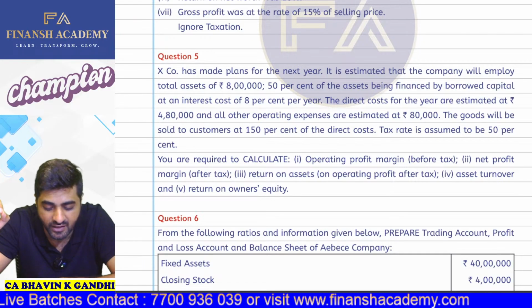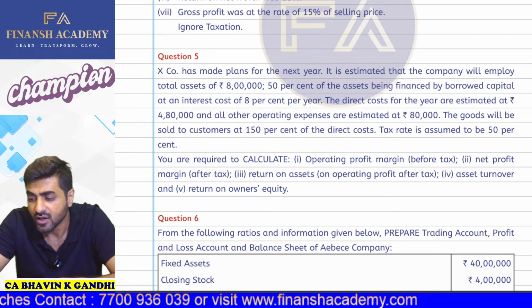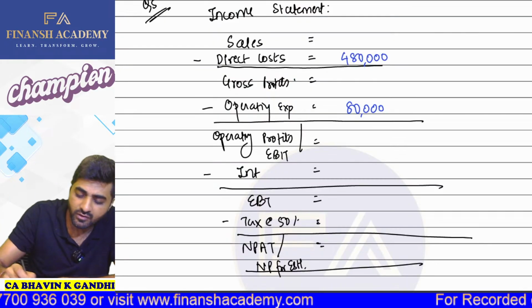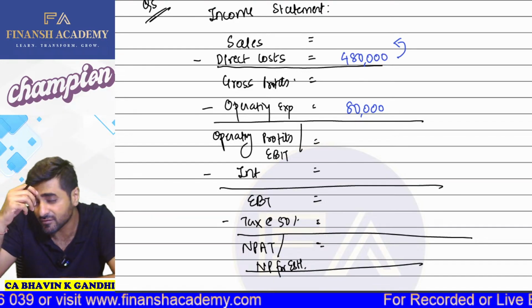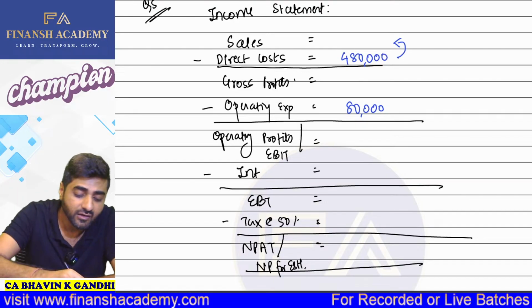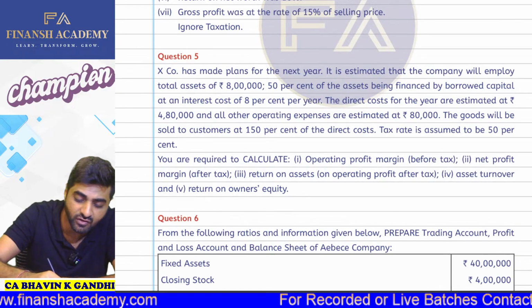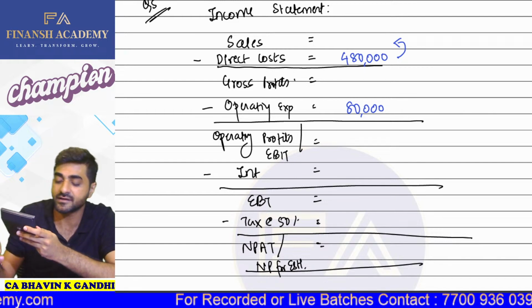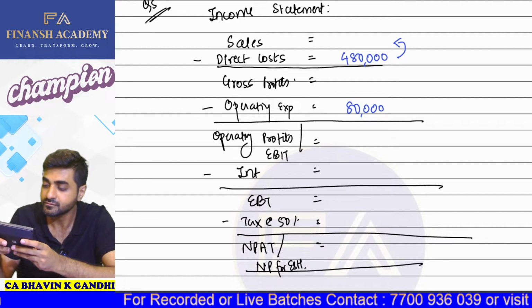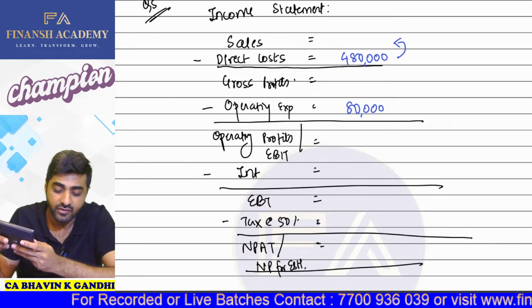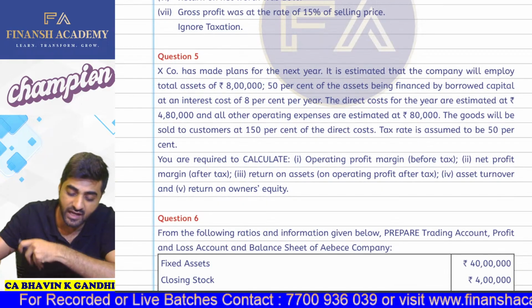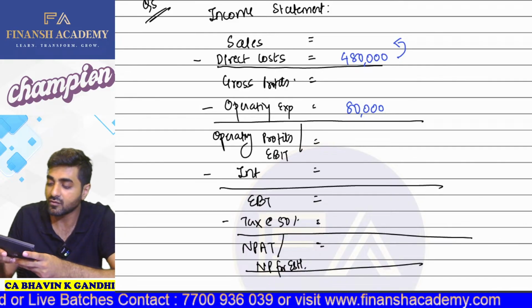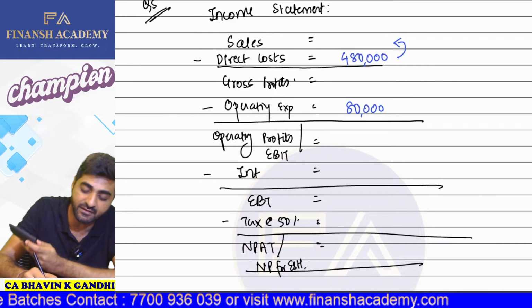And the goods will be sold to our customers at 150% of the direct cost. Okay, no problem. We can calculate the amount of the sales. Now, why am I saying that we can calculate the amount of the sales? Because goods can be sold at, what have they told you? 150% of the direct cost. So simply take on your calculator 4,80,000 and add 50% to it, because goods are sold to customers at 150% of the direct cost. So 4 lakh 80 plus 50%, that will give you 7 lakh 20.